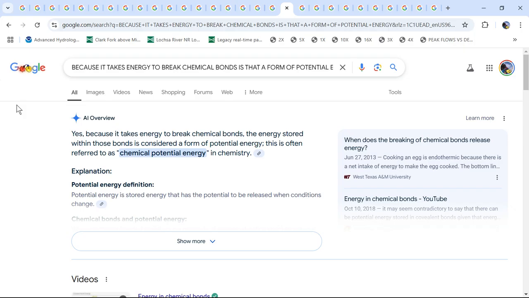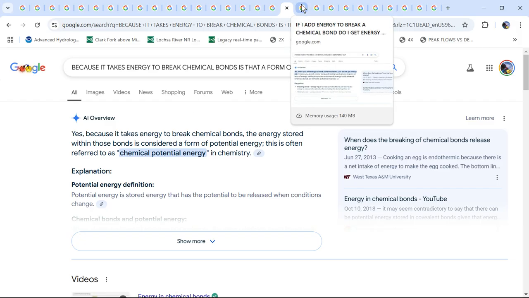All right, next question. Because it takes energy to break chemical bonds, is that a form of potential energy? And it says, yes, because it takes energy to break chemical bonds, the energy stored within the bonds is considered a form of potential energy. So now we have H2, two hydrogen atoms combined. And it's going to take energy to break those bonds. But the fact that they're bonded together, they have this potential energy.